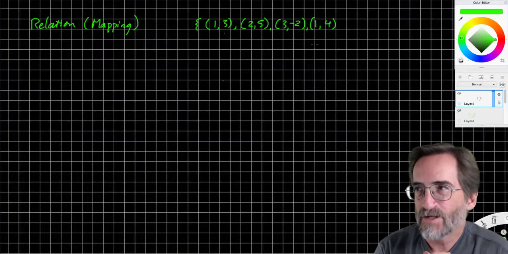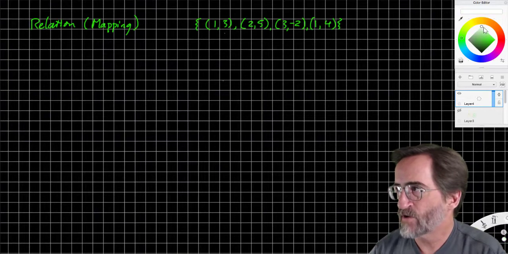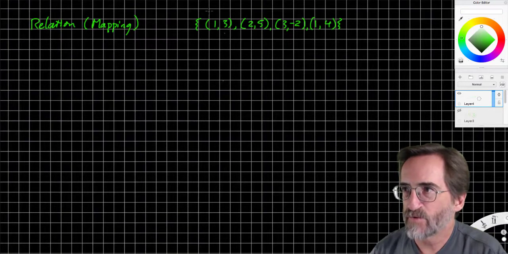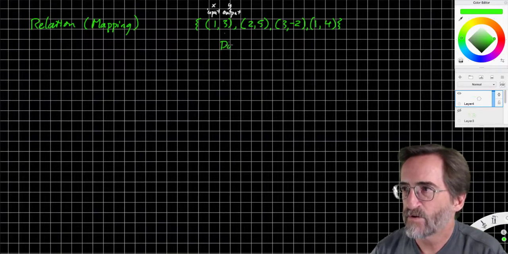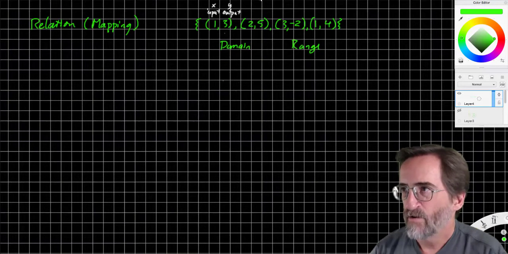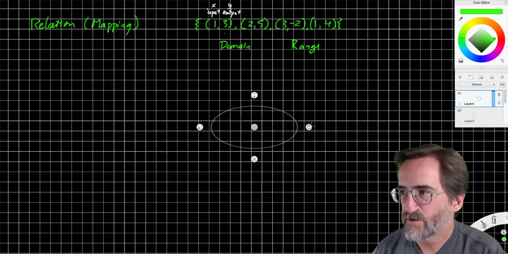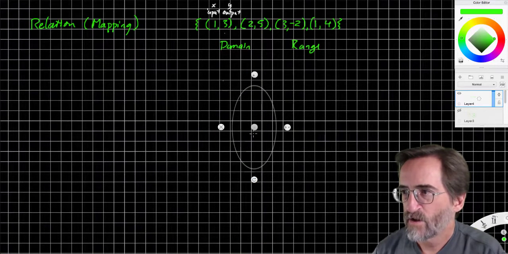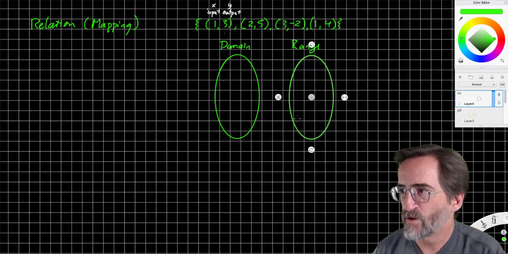It's just a mapping, and in fact, it's not in this unit, but we can declare all of the input, all of the first numbers, to be our x values, the input, and the y values are output. X input, y output. All the x values are called the domain, and the output values are called the range. So in this particular case, the domain values I'm going to put over on the left, and the range values I'm going to put on the right. And this is called a relation mapping.